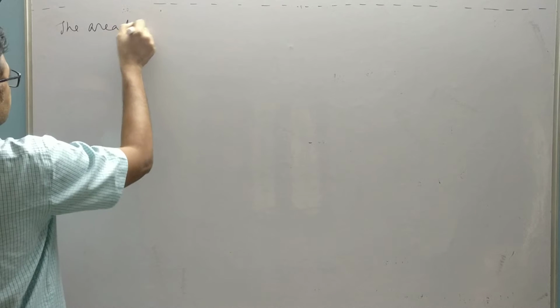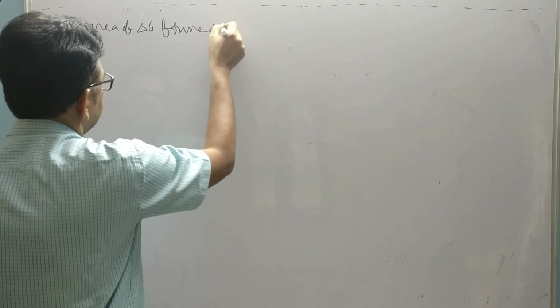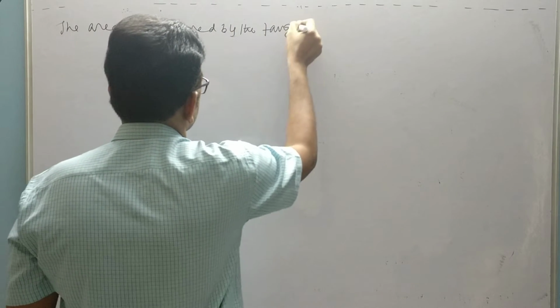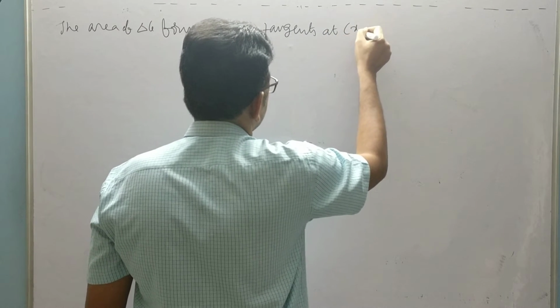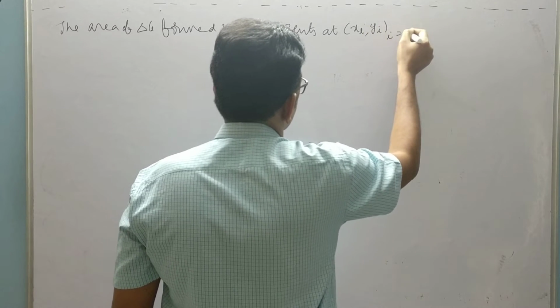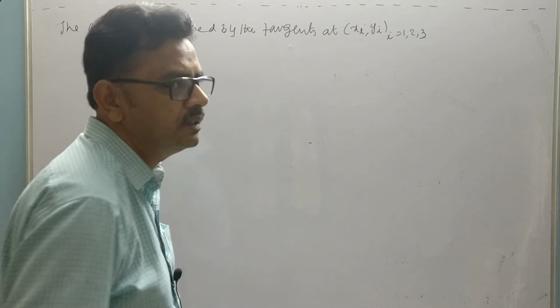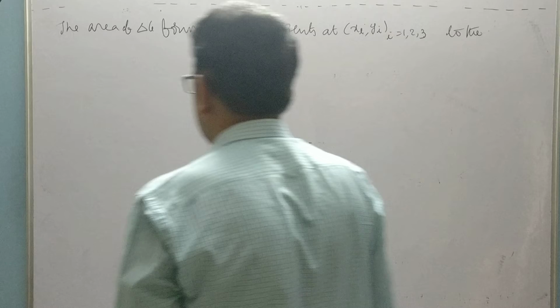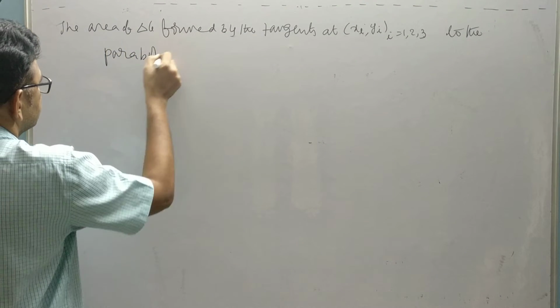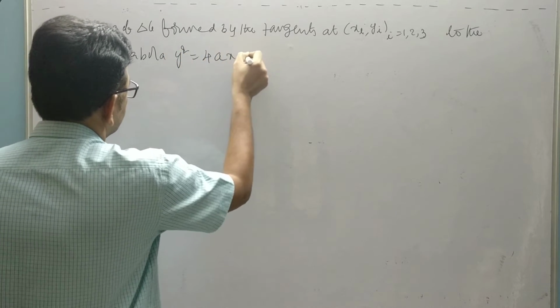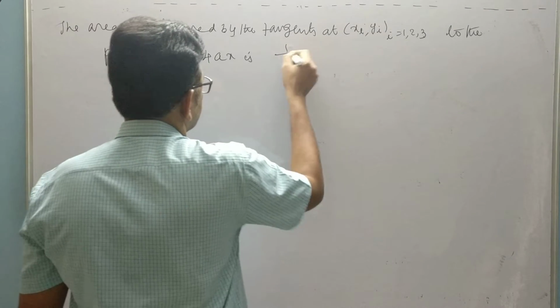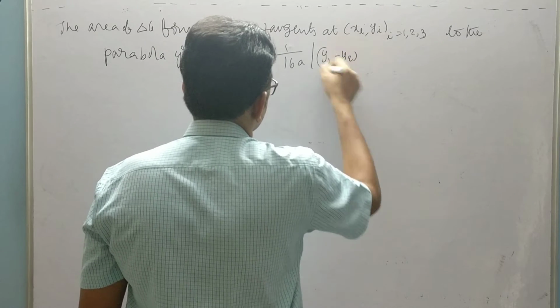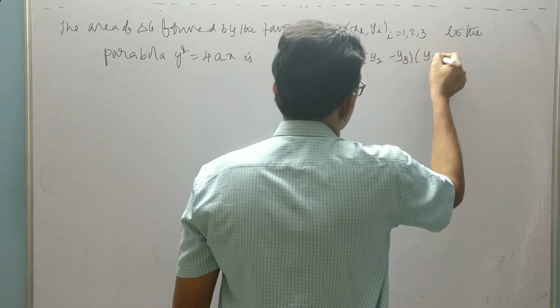Next one: the area of the triangle formed by the tangents at the points xi comma yi, where i is equal to 1, 2, 3, that is x1 comma y1, x2 comma y2 and x3 comma y3, to the parabola y square is equal to 4ax, is 1 by 16a into y1 minus y2 into y2 minus y3 into y3 minus y1.